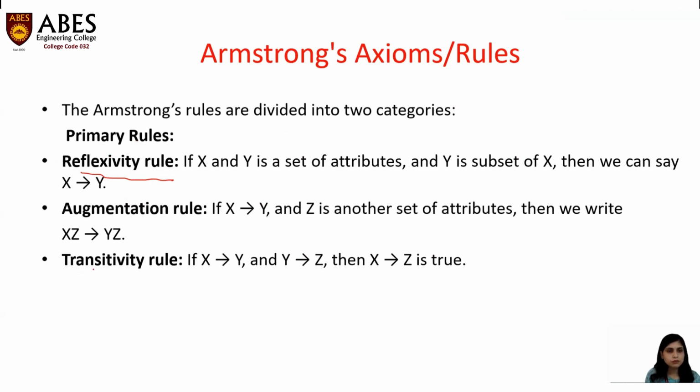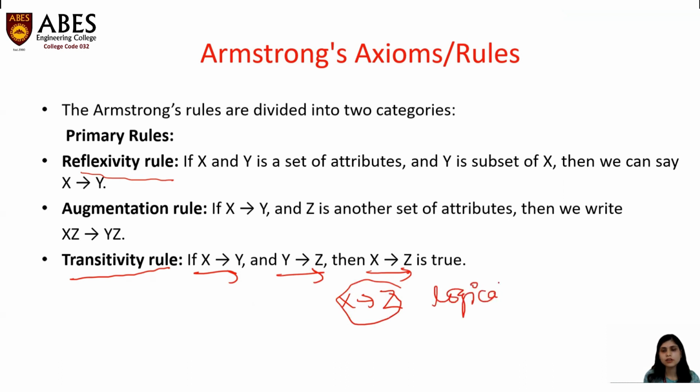So the next rule that we are going to discuss today is the transitivity rule. According to the transitivity rule, it's the simplest rule. It says that if X implies Y and Y implies Z, then we can also say that X will determine Z. So it's a simple rule. It just says that if X implies Y and Y implies Z, then we can write it as X implies Z. This can be logically implied or inferred from this given set of functional dependencies.